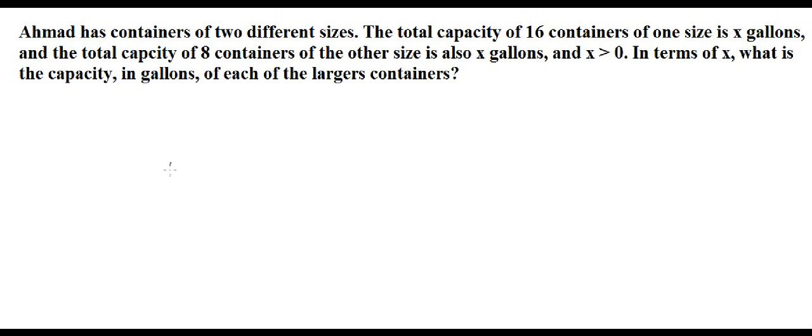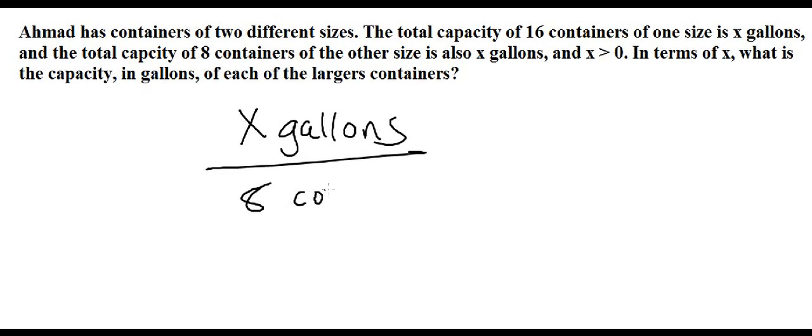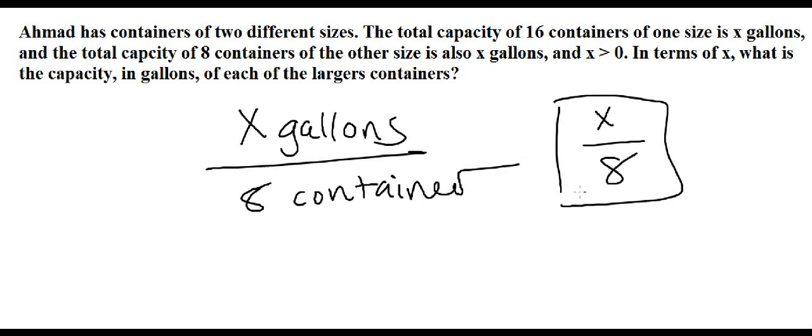So what's going on here is we have 16 containers of one size and 8 containers of the other size. So if the containers total both have the same gallons, that means the 8 containers are going to be the larger containers. And since we need to know the capacity of larger containers, that's the key thing we need to figure out. So in order to find the capacity of each of the larger containers, all we're going to do is take the X gallons and divide it by the 8 containers. So then we're going to get how much one of the larger container has in gallons. So our answer is just going to be X over 8.